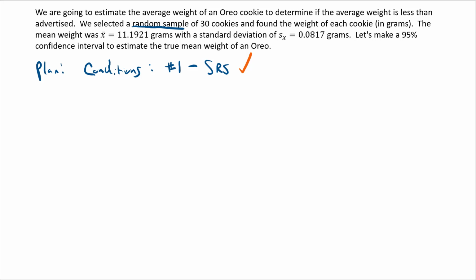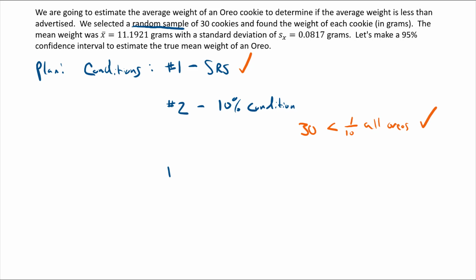Our second condition, we want to find out if we pass the 10% condition. This allows us to use the actual formulas to do our calculations, so this has to check off. For our 10% condition, our sample size was 30. Now we're going to say if that's less than 10% or 1/10 of all Oreos. And I sure hope that 30 Oreos is less than 10% of all Oreos. So we should check off that one right there.